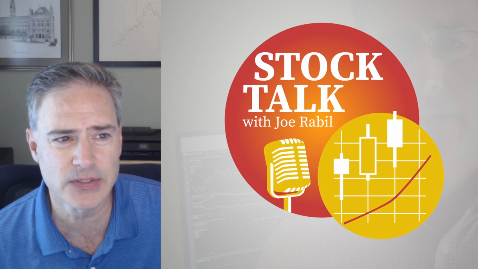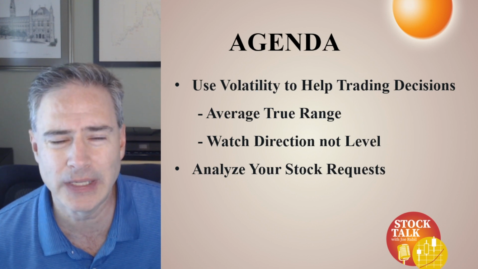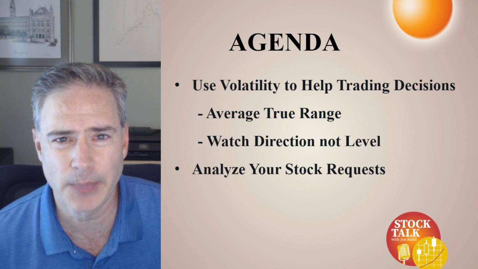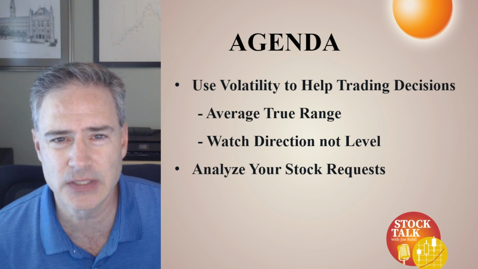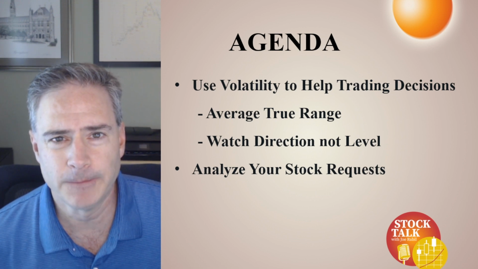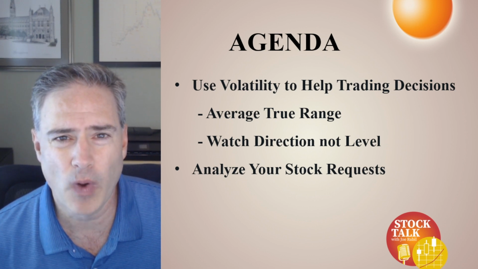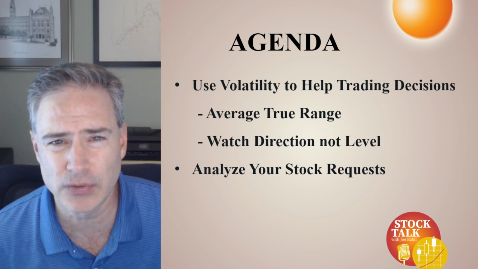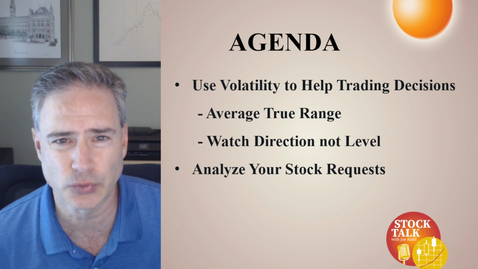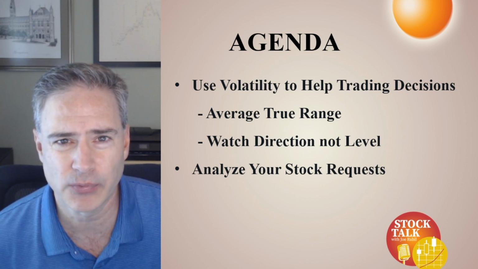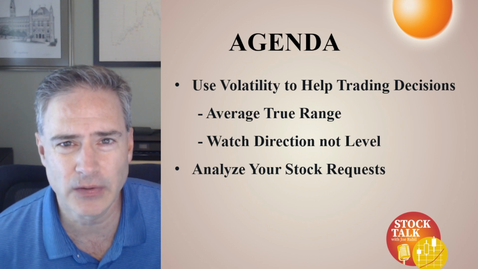So let's go ahead and get into this agenda. I want to talk about how we can use volatility to our advantage. Most of the time volatility is used as a bad word, but I want to see if there are ways that you can look at things and maybe take advantage of it. So I am going to discuss average true range and give a quick explanation of that. And then I'm going to talk about why the level is a lot less important than the actual trend of the average true range. Then we're going to go through all the stock requests that came through. So let's do this lesson on volatility now.